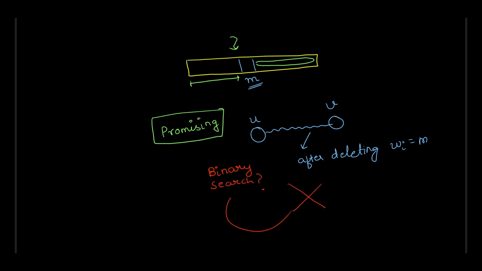So binary search is not the correct idea over here, because sure, if u and v are connected, then you know for sure that you only have to look on the left hand side. But what if u and v are not connected? After deleting the edges, u and v are not connected, like they belong to separate connected components. So if that is the case, can you discard the left half? Like if they are connected, then you were able to discard the right half. But if they are not connected, can you actually discard the left half?